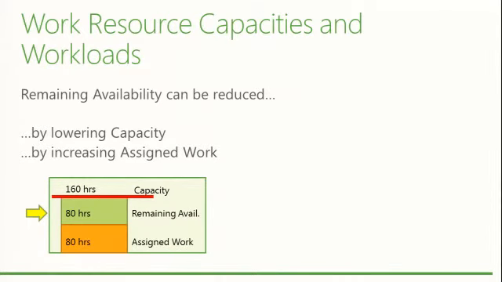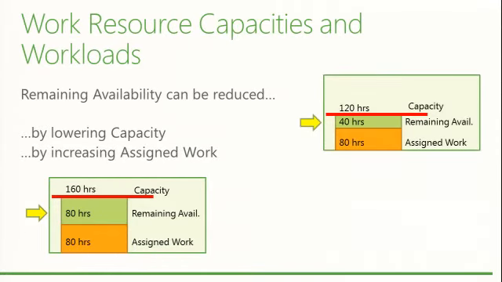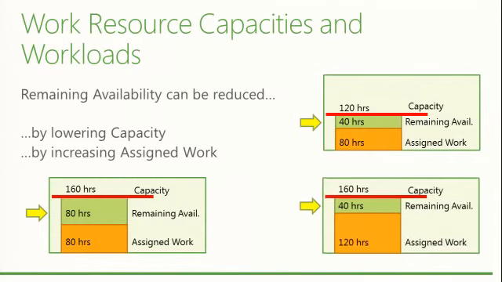Going back to the example of a month time frame, if somebody has 80 hours of assigned work, then they have 80 hours of remaining availability. If you drop that 160 hours down to 120, keeping the 80 hours of assigned work fixed, their remaining availability shrinks down to 40 hours during that month. They can take on 40 more hours of work. Or if you kept the top line, 160 hours of capacity, constant, and you added more work to them, that's going to shrink that gap too, from 80 down to 40.